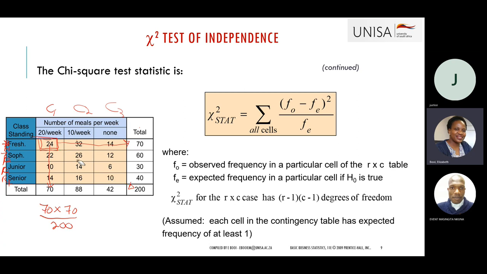Let's say we want to calculate for 6. You will take the row total, which is 30, multiply by the column total, which is 42, divide by 200, which is your N. You will have to remember to do that to calculate the expected frequency of all of them. When we do the example, you will see how easy it is to do this.